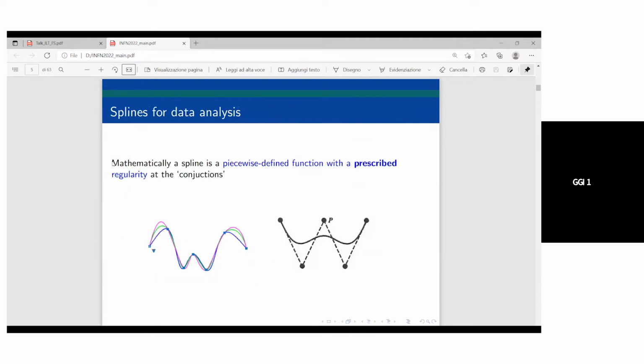And mathematically, it is a piecewise defined function with a prescribed regularity at the conjunction. So here you see in this picture, for example, on the left, we have a Bezier curve. I don't know if you have ever heard about it, they are special instances of splines, polynomial splines, and on the right, one possible piecewise defined function.